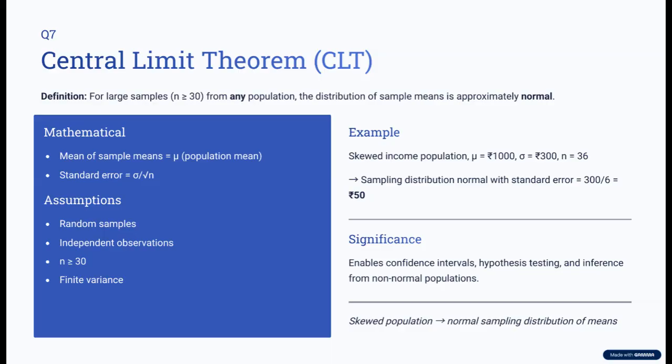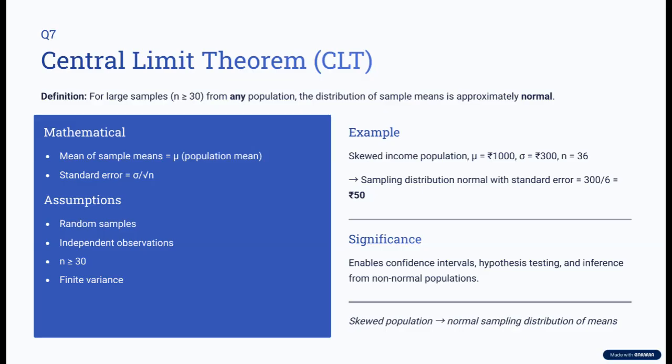It is the reason we can use normal distribution methods for almost any problem, even when the original data is not normal. Definition: if you take many random samples of size n greater than or equal to 30 from any population, even a skewed or weird-shaped one, the distribution of the sample means will be approximately normal. Moreover, the mean of all these sample means equals the population mean, mu, and the standard deviation of the sample means, called the standard error, equals sigma/square root n.